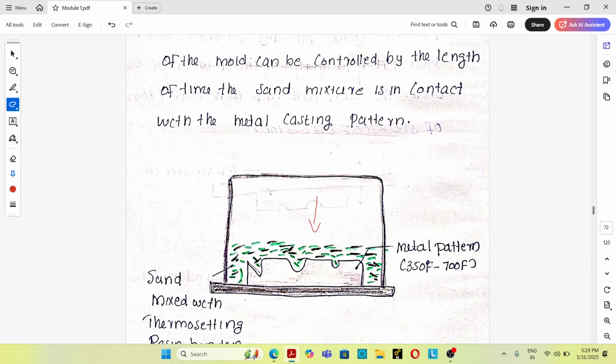Due to the reaction of the thermosetting resin with the hot metal pattern, a thin shell forms on the surface of the pattern. When this sand mixture contacts the hot metal pattern, the thermosetting resin binder undergoes a chemical reaction and a thin shell is formed over the metal pattern. The thickness of the shell can be controlled by the length of time the sand mixture is in contact with the metal pattern. If the time is increased, the thickness of the shell formed over the metal pattern gradually increases. So this is the second step.